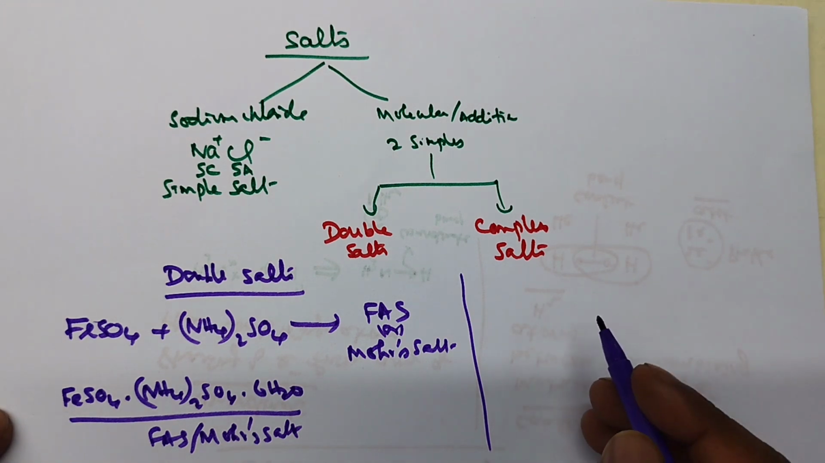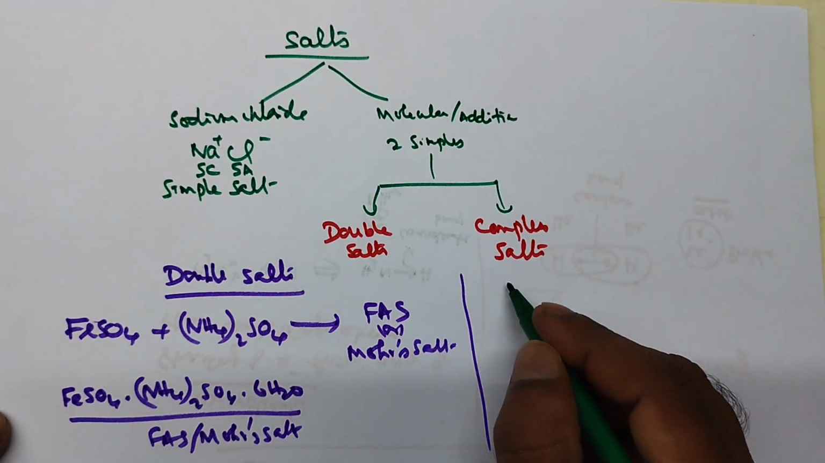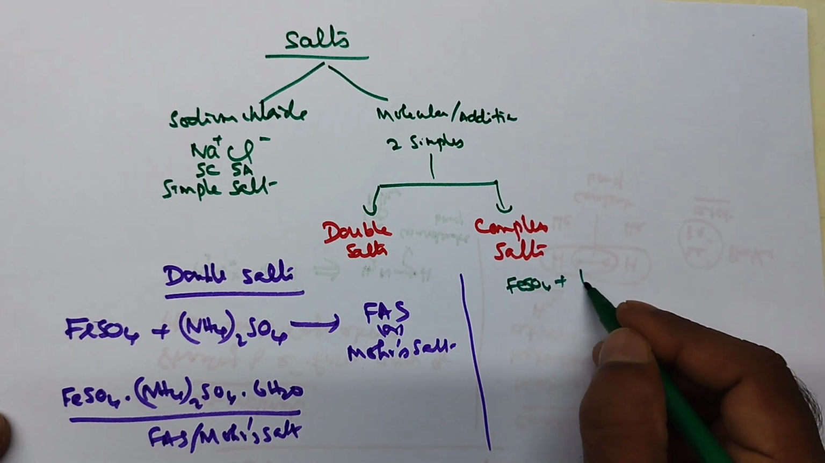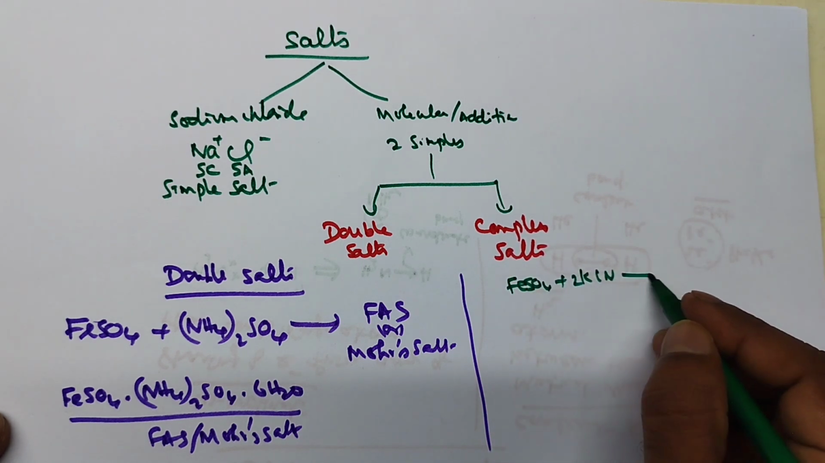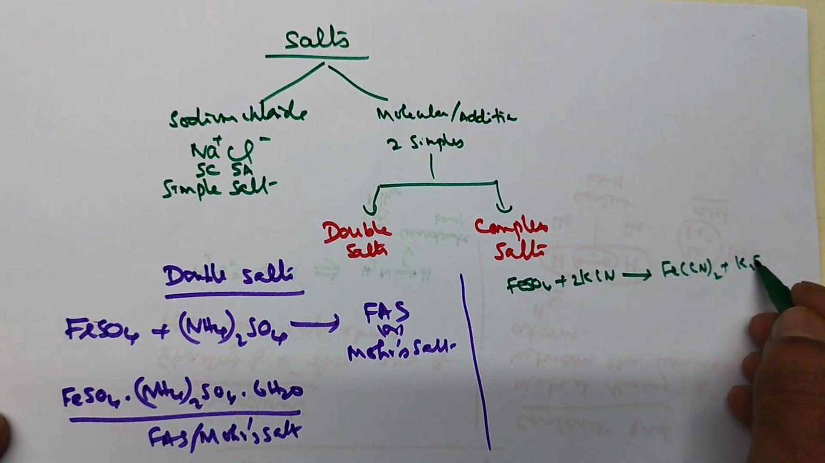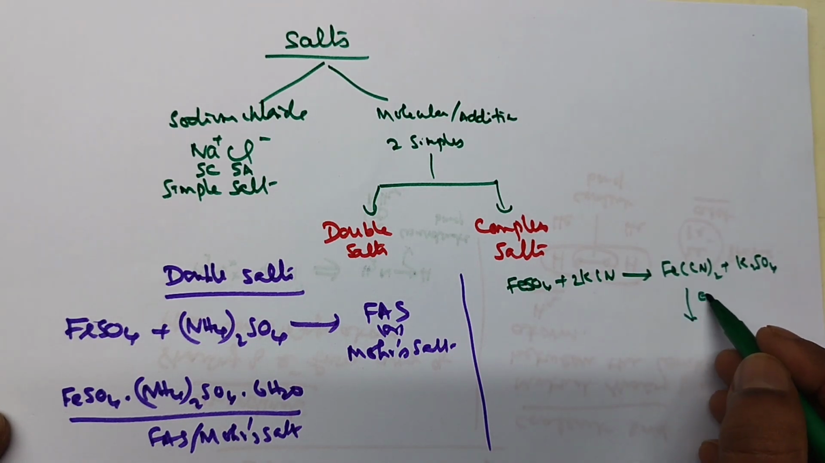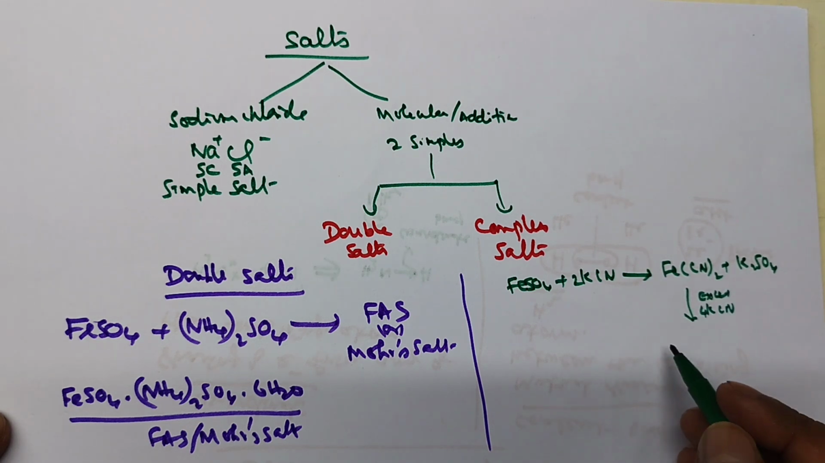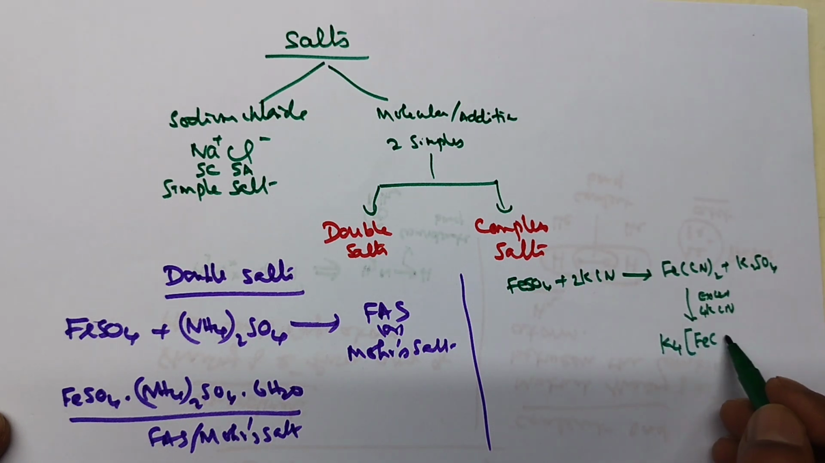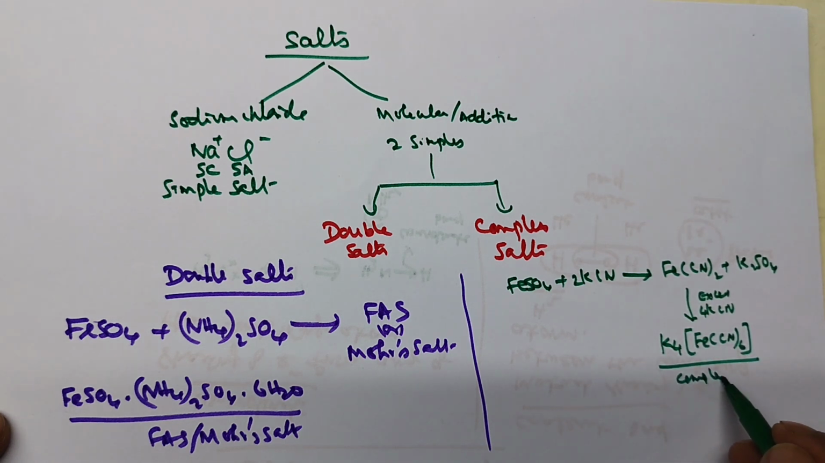Let us discuss complex salts. Here you can take a similar thing: ferrous sulfate plus potassium cyanide, 2 molecules. It gives Fe(CN)2 plus K2SO4. The ferrous cyanide is treated with excess potassium cyanide, that is 4 more molecules, and it becomes K4[Fe(CN)6]. This we call a complex salt.